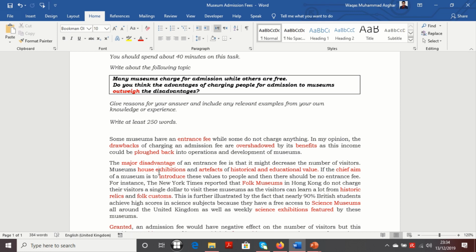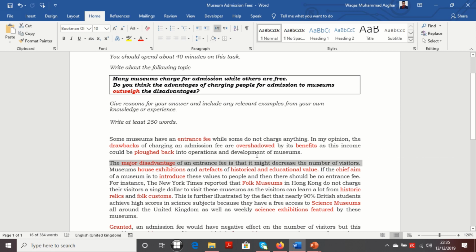But the words we will use will be the major disadvantage or the main advantage. In this way we are acknowledging that there is more than one advantage and disadvantage, but the major one is this. So in this way we are also fulfilling the examiner's requirement. The major drawback of an entrance fee is that it might decrease the number of visitors.